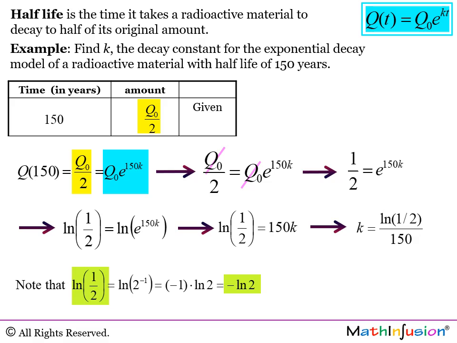It's a negative number. It should be a negative number because this is radioactive decay, which means that k is the decay constant and has to be negative. It is indeed negative. If you want, you can write it like this, replacing the ln of 1 over 2 by negative ln of 2.